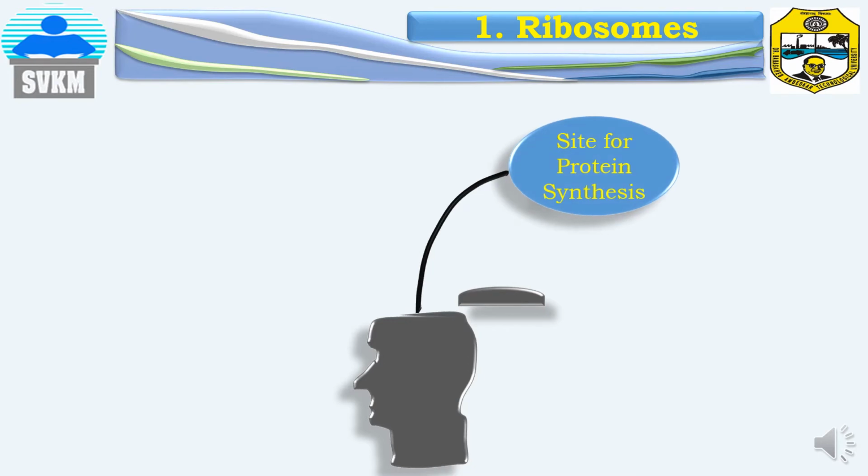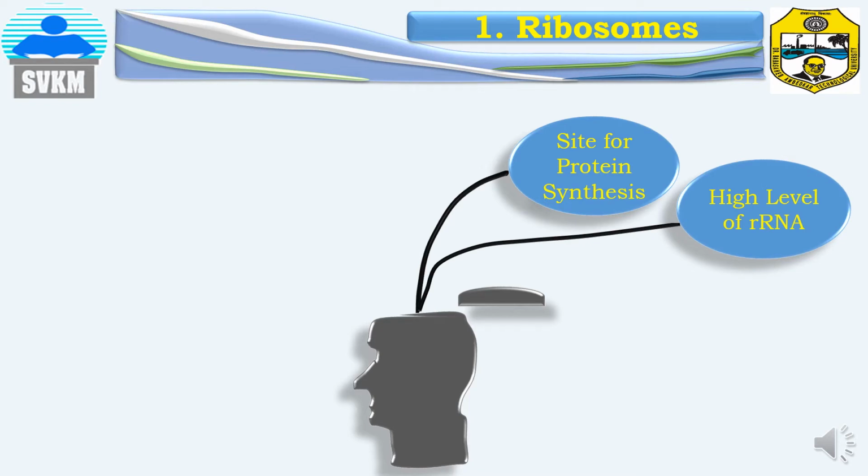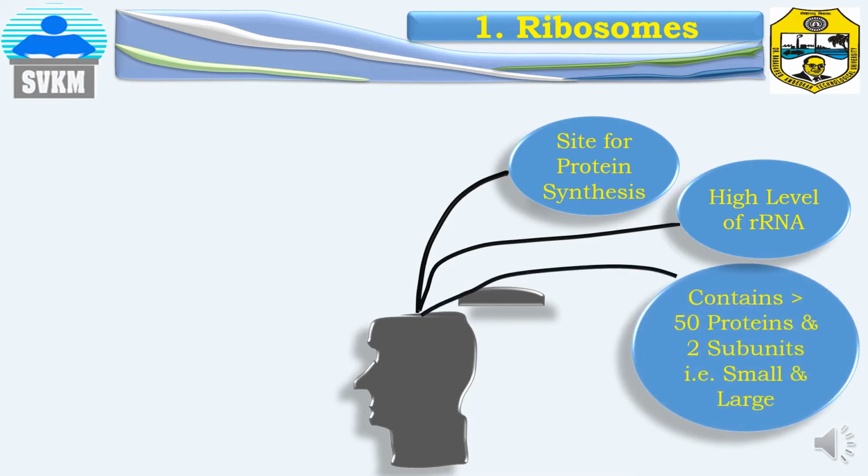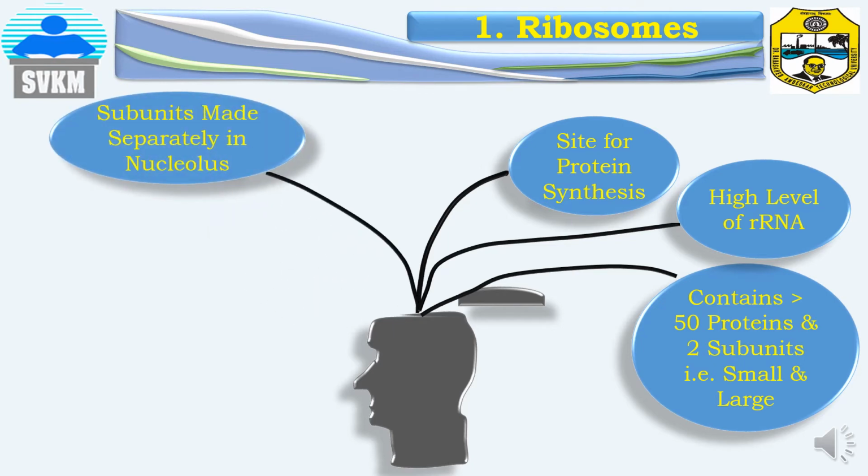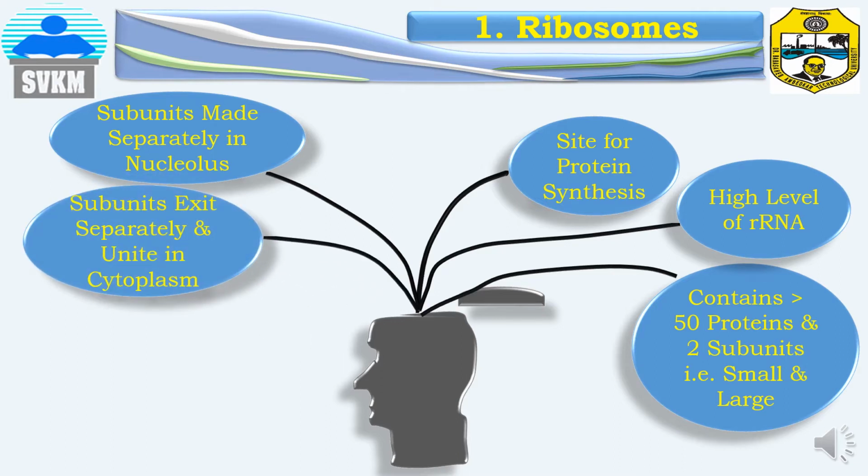Ribosomes are considered as the site for protein synthesis. They contain a high level of ribonucleic acid, that is the ribosomal rRNA. They contain more than 50 proteins, and a ribosome consists of two subunits, that is the small and large subunit. These subunits are made separately, particularly in the nucleolus inside the nucleus, and they exit separately and unite in the cytoplasm.